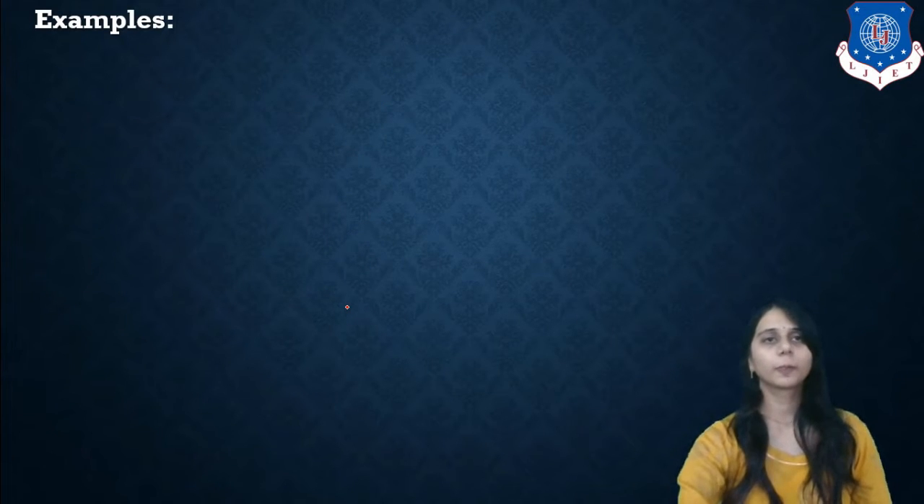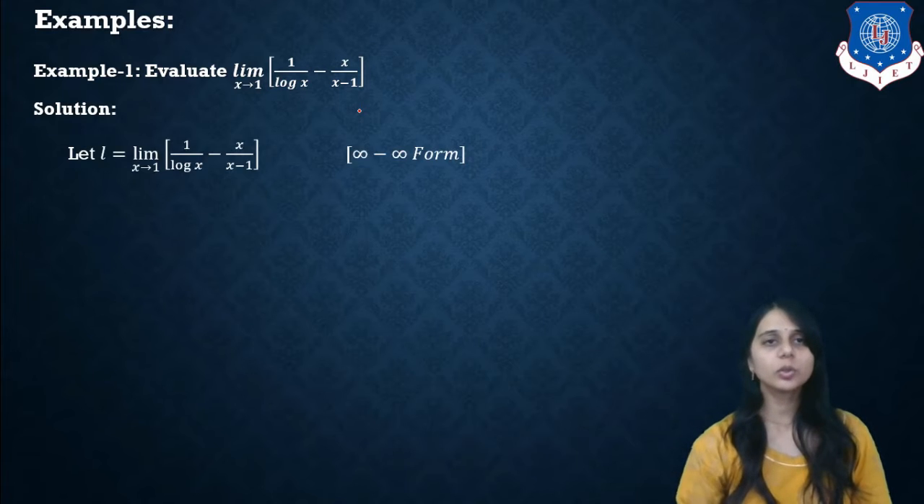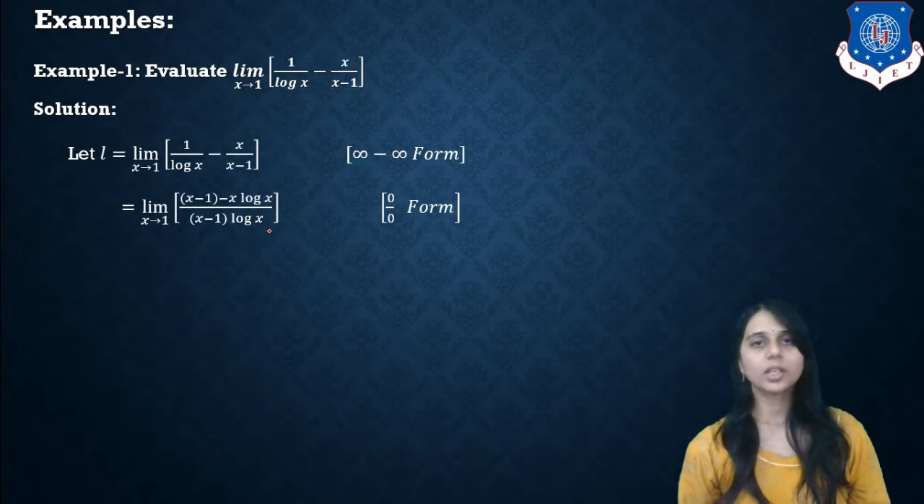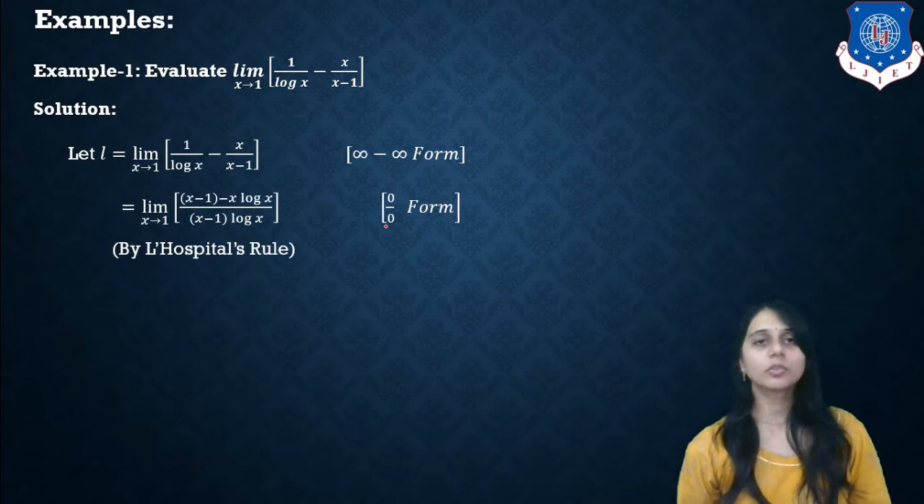Example: evaluate limit x tends to 1 of (1/log x minus x/(x minus 1)). So what is our working rule? The working rule says that if it is infinity minus infinity form, then we take the common denominator, (x minus 1 minus x log x) upon ((x minus 1) log x). It is 0 by 0 form. If it is 0 by 0 form, then we use L'Hopital's rule.